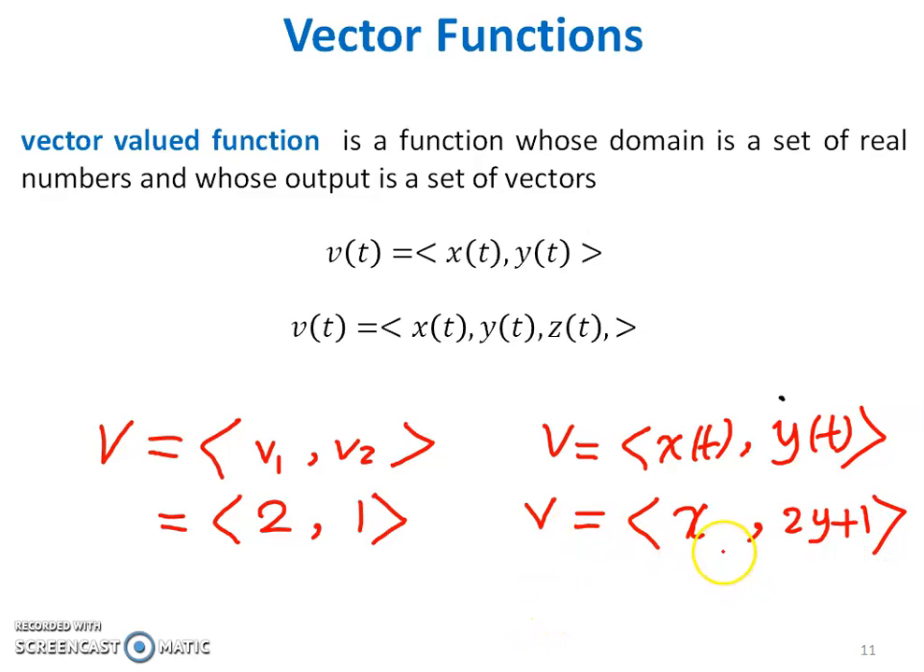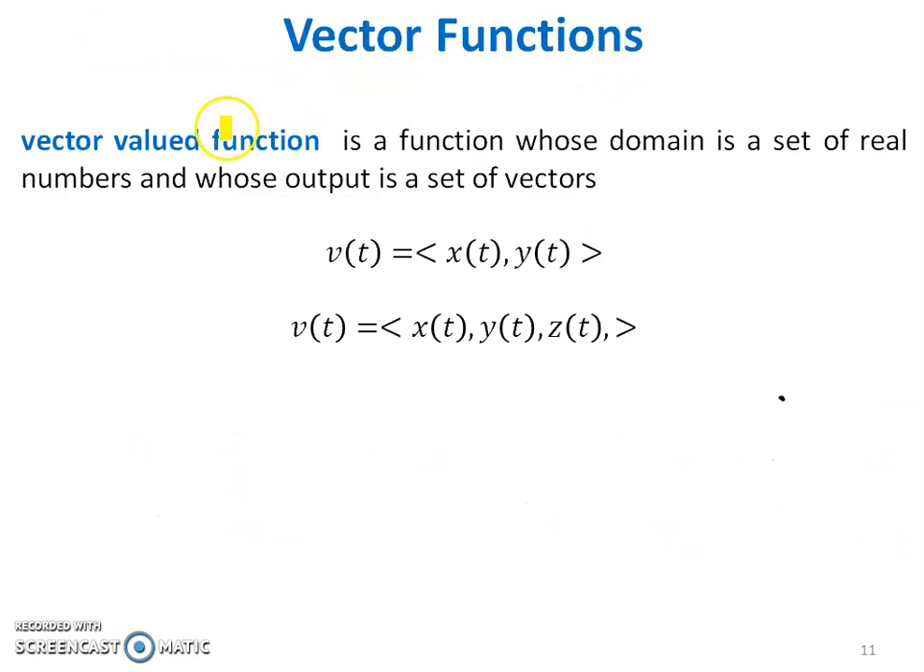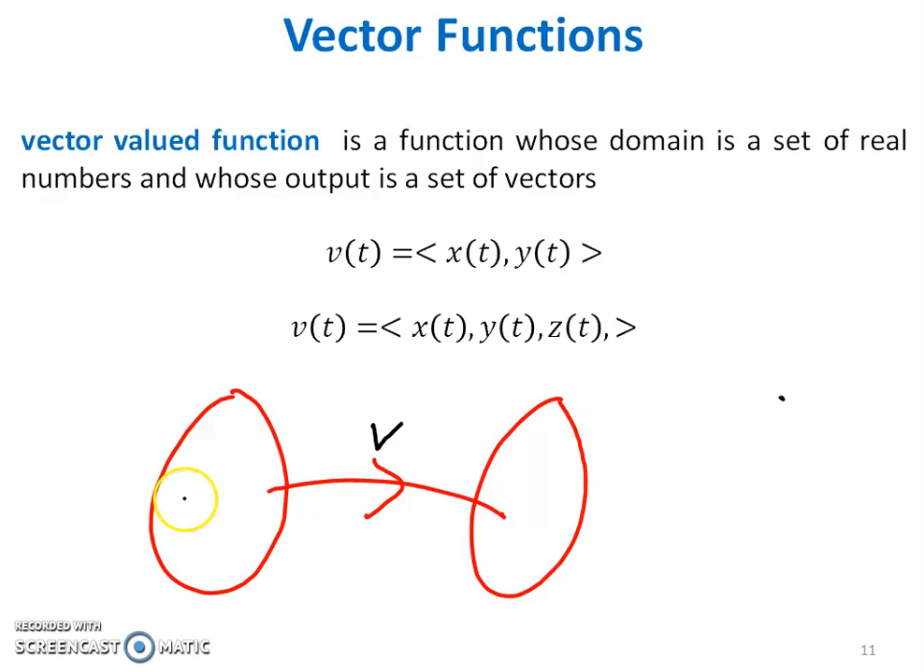It is a vector which is 2-dimensional. The definition of a vector function, which we can also call a vector-valued function, is a function whose domain is the real numbers and whose output or range is vectors. That means a vector function is a function with a scalar input and a vector output. It may be a 2-dimensional vector or a 3-dimensional vector, like here, where this is a 2-dimensional vector function and this is a 3-dimensional vector function. Each component here is a scalar function.